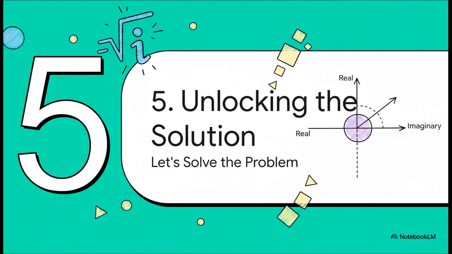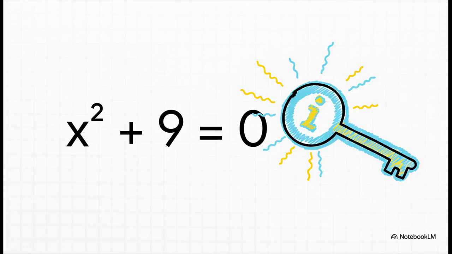All right, we've got the theory, we've got the algebra, we can even visualize them now. It's time. Let's bring it all together and go back to that problem from the very beginning. Here it is again, our old friend, the seemingly impossible equation. But now we've got a secret weapon.